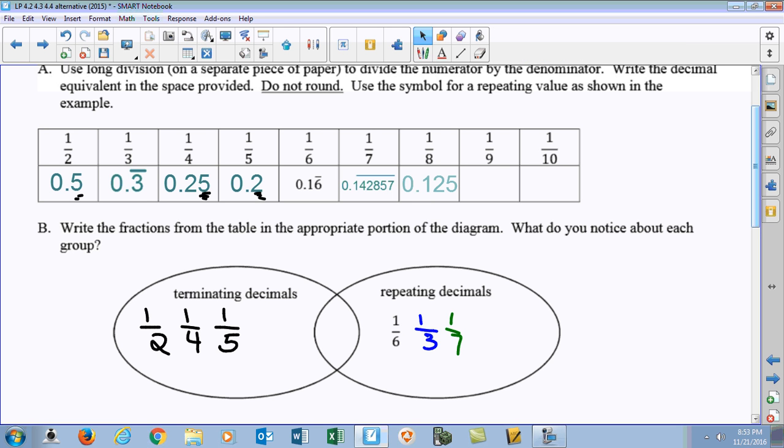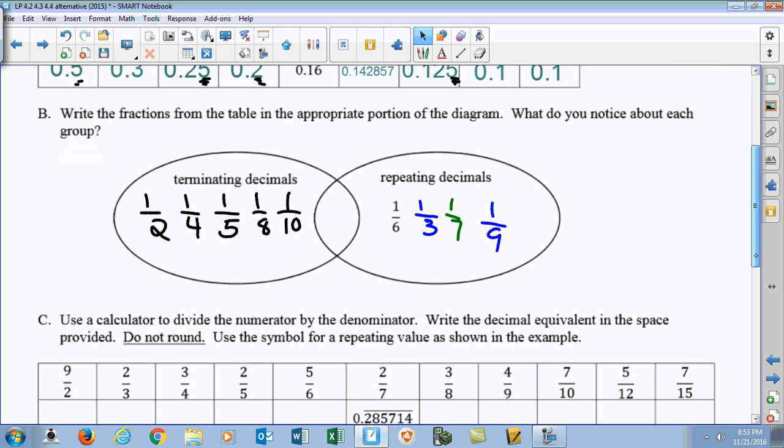1/8 is 0.125. That terminates at the thousandth spot. So 1/8 is there. 1/9 is 0.1 repeating, so that goes there. And 1/10 is 0.1. So we're going to write that in here. Now again, you should have done these by longhand. You shouldn't have done them with a calculator. So now we're going to go down here to the next part because we're going to compare some data here.